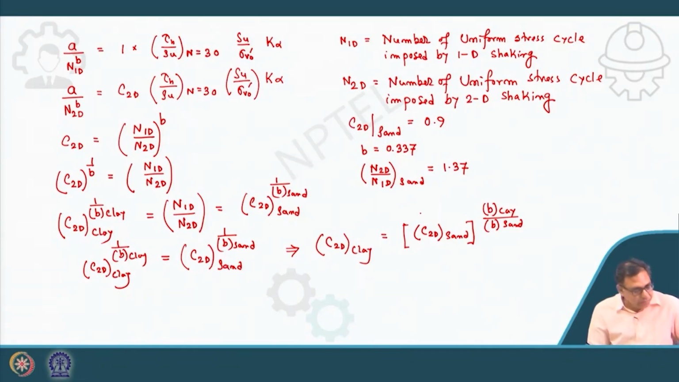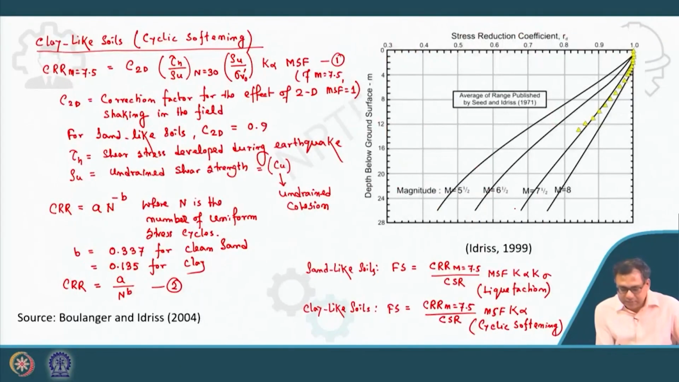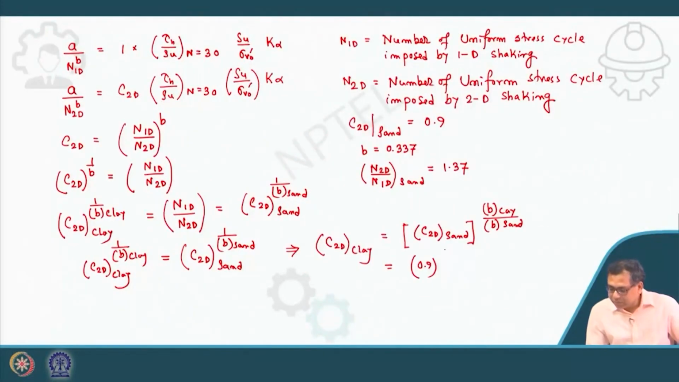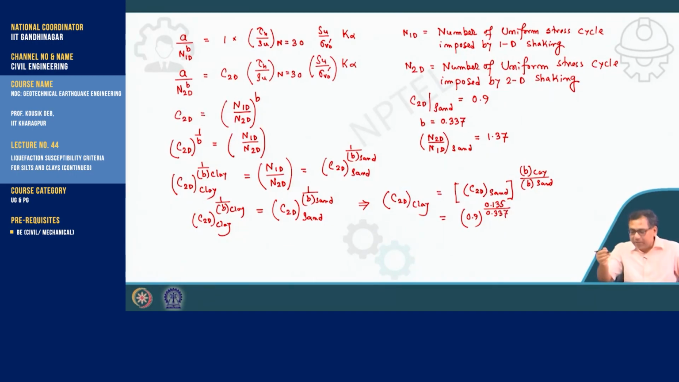Clear? So now if I put the value, C2D for sand is 0.9, and B for clay is how much? B for clay is given 0.135, and B for sand is 0.337. So that means it is 0.9 to the power 0.135 divided by 0.337. So this value is coming out to be 0.96.